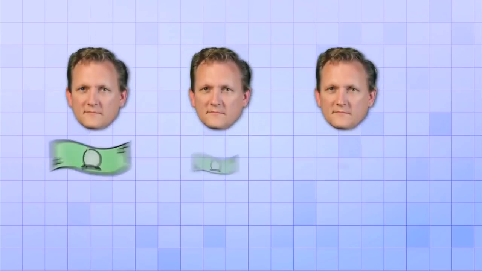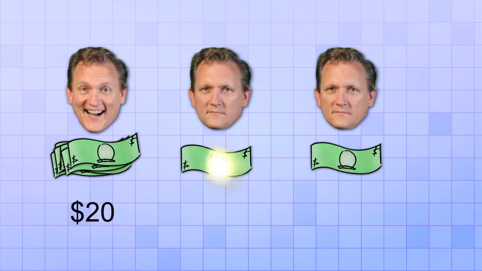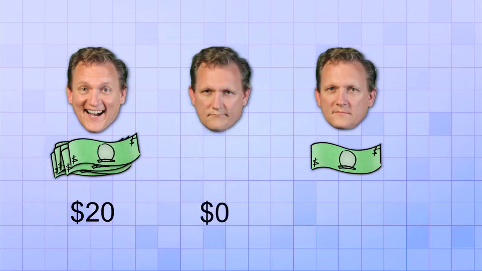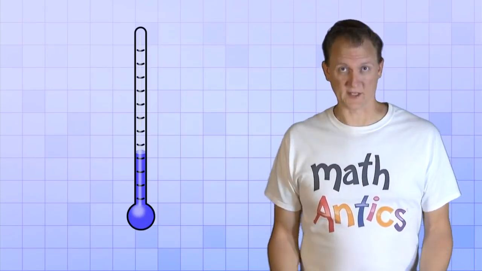Or, what about an example with money? Suppose there's 3 brothers who each have a different amount of money. The first brother has $20, the next brother has $0, and the last brother actually owes his dad $20. What number do we use to represent how much money he has? Yep, negative $20.